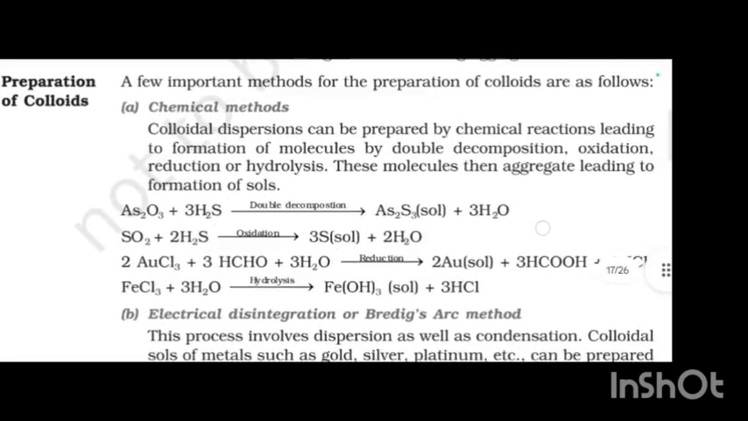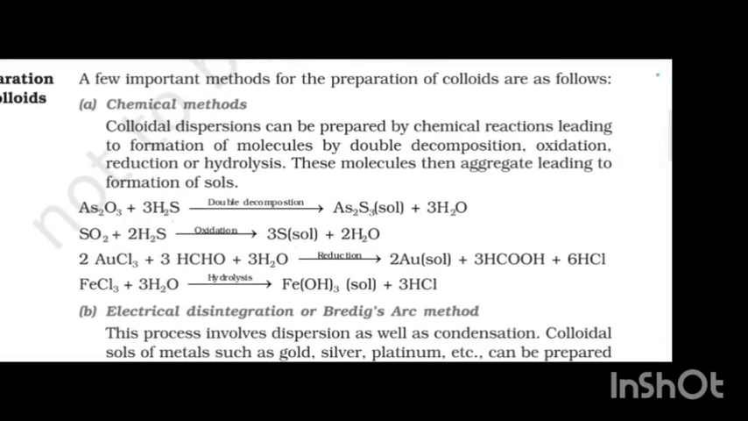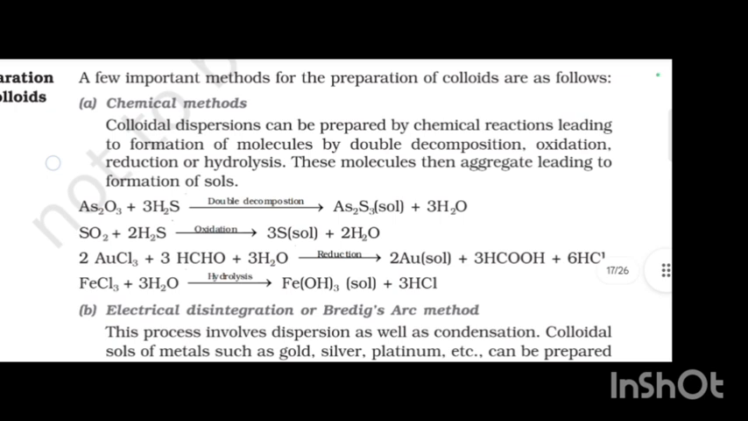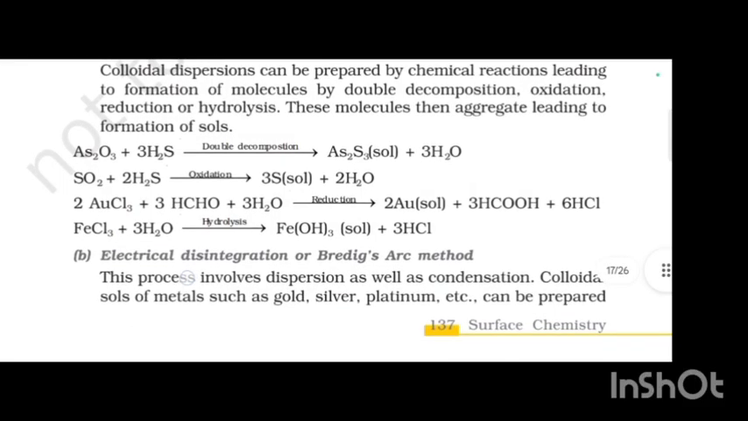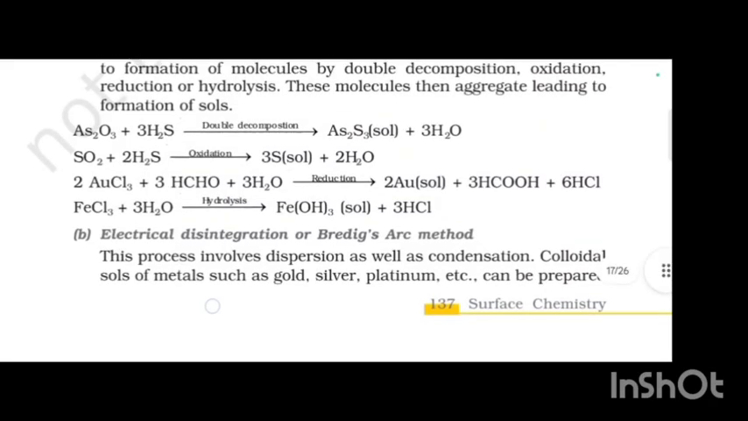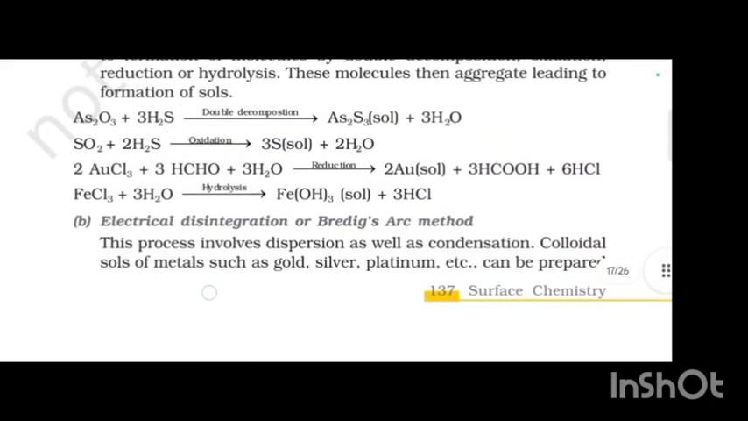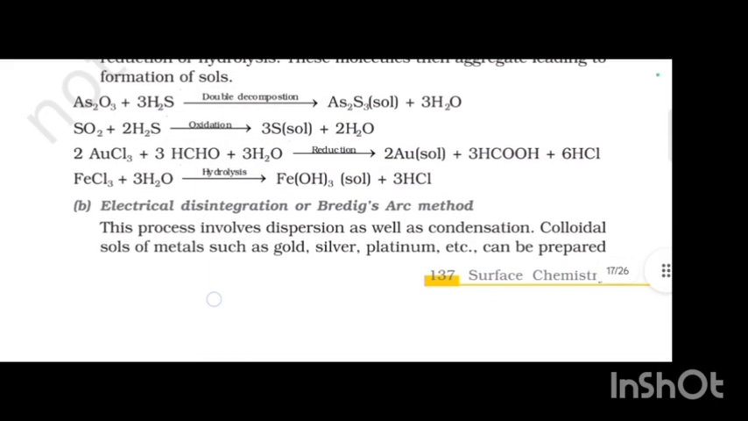Preparation of colloids. A few important methods for the preparation of colloids are as follows. A. Chemical methods. Colloidal dispersions can be prepared by chemical reactions leading to formation of molecules by double decomposition, oxidation, reduction or hydrolysis. These molecules then aggregate leading to formation of sols.